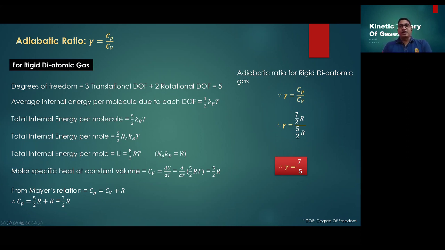So he corrected the value by replacing gamma with 1.4, and he got the velocity of sound very correct, and the difference was very minimal. The error was very small. Okay. So we have the adiabatic ratio for the diatomic gas as 7 by 5. Now we'll take non-rigid also.